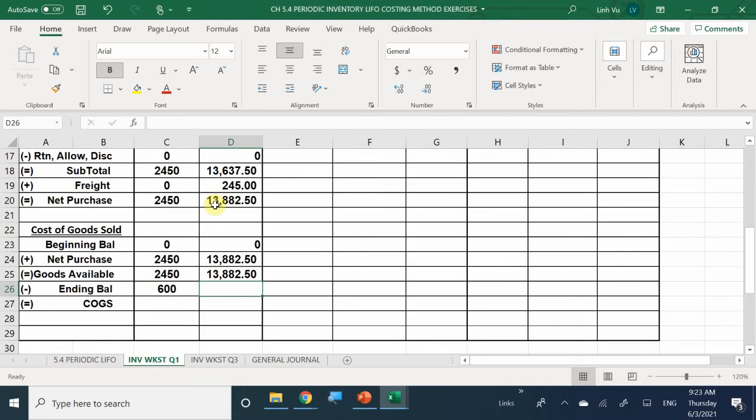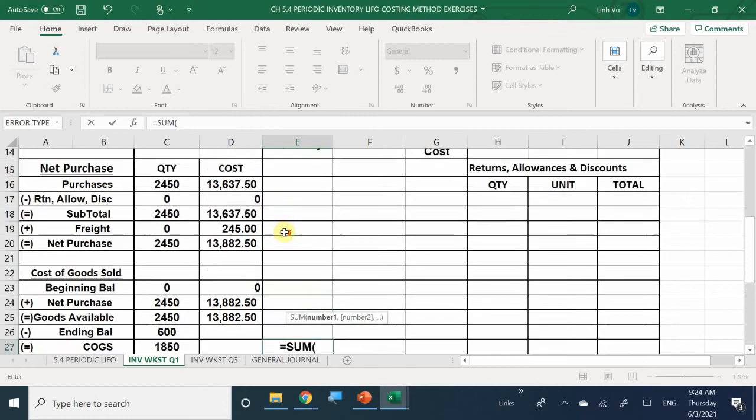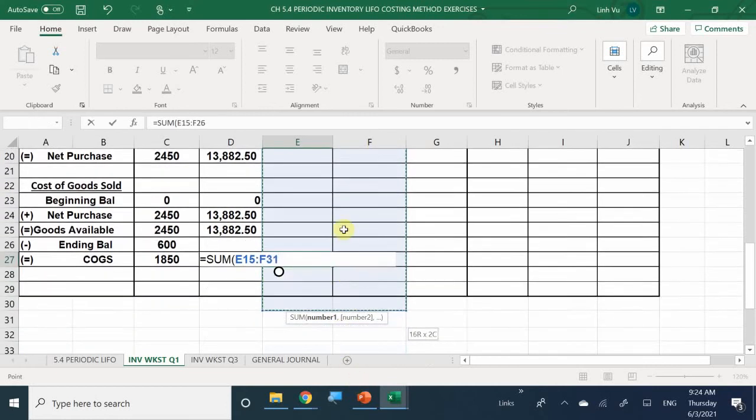All right. And now on April 30th, I'm given that I have 600 units left on hand. So if I started out with 2,450 and I have 600 left, how many items did I sell? 1,850. All right. Something I like to do is a running balance. Every time I enter something in this column, it will calculate and add up this column for me.